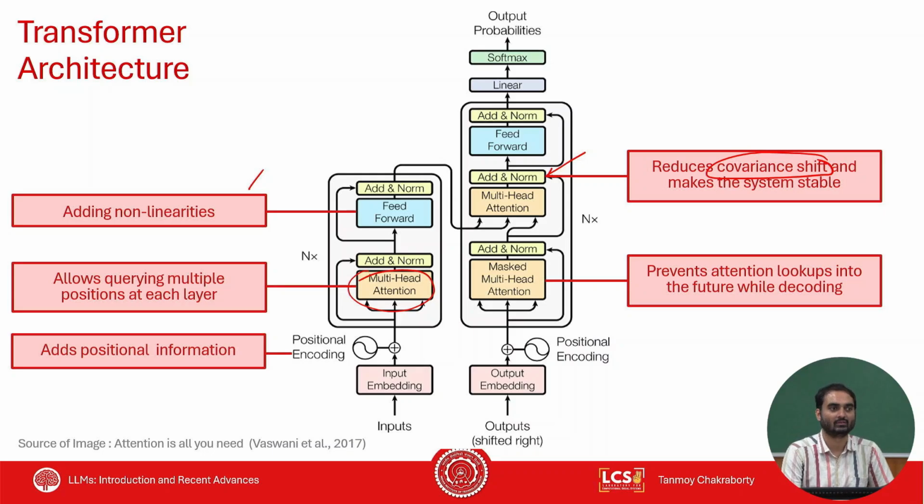When you move from one layer to another layer, it may happen that the entire covariance of the population gets changed because of this operation. So if you do normalization again and again, it will reduce the covariance shift across different layers. And then you have this masked attention, which will help you prevent the attention from looking into the future decoding states. This is all about the transformer.